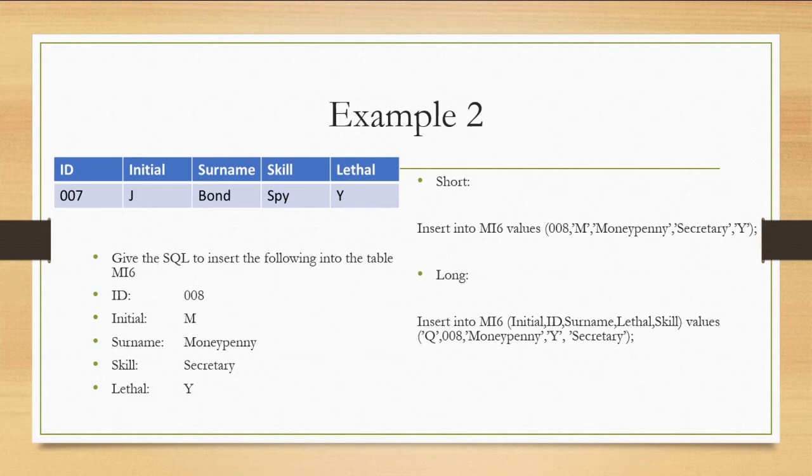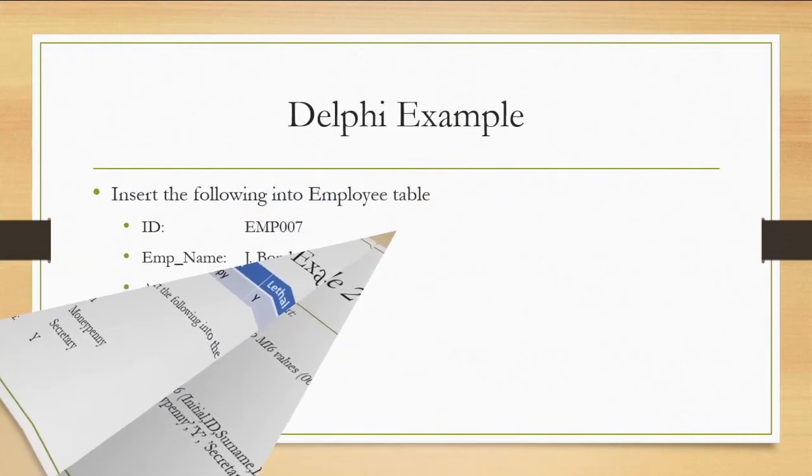MI6 initial, ID, surname, lethal, skill. Let's quickly pause here. Do you note that the order I just read out of the fields does not match the table, but it will still insert all the correct values into the table because we are linking each value to the corresponding column. So, values: Q goes to initial, 008 goes to ID, surname gets Moneypenny, lethal gets yes, and skill gets secretary. Now next, we're going to look at a Delphi example.